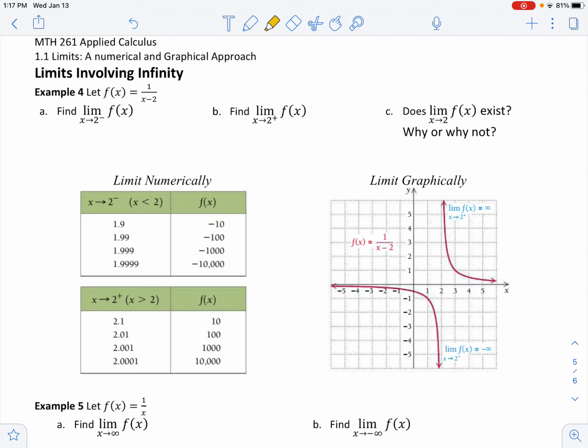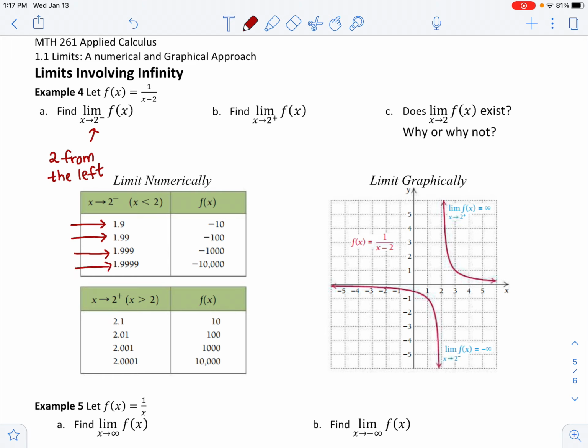We want to find, let's take a look at the first one. Find the limit as x approaches 2 from the left. What does that mean? Start from a number that is smaller than 2. Like what? 1.9 is smaller than 2, right? But just get really, really close to 2. So I'm getting a little bit bigger each time to get close to 2. 1.9, 1.99, 1.999, and I just keep on going.